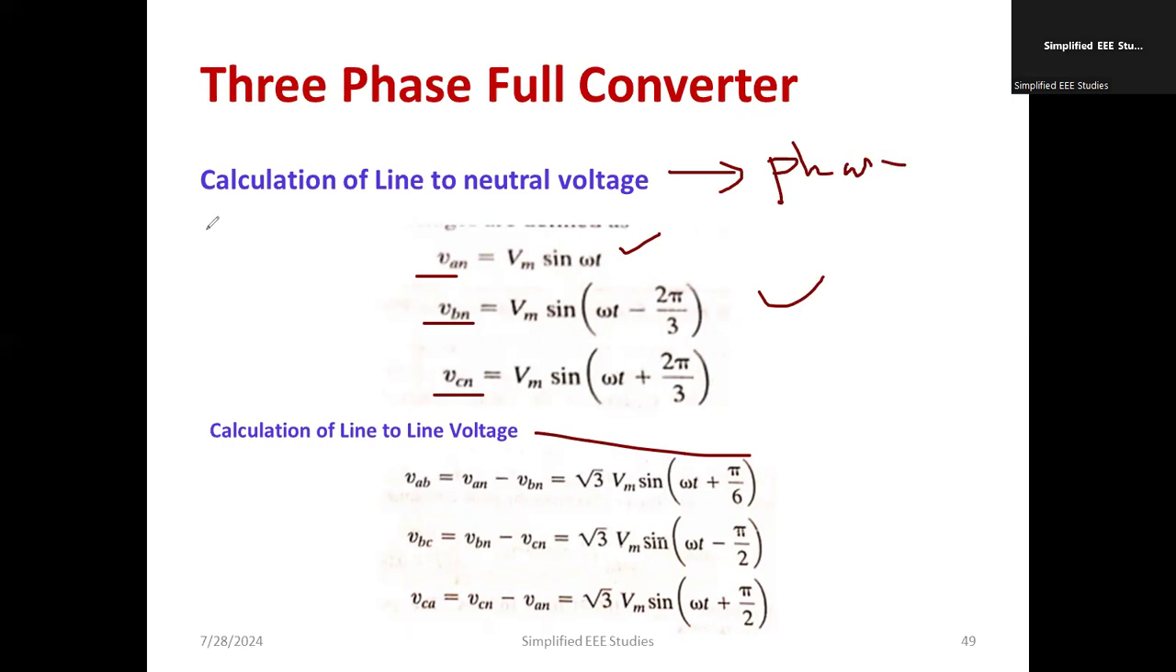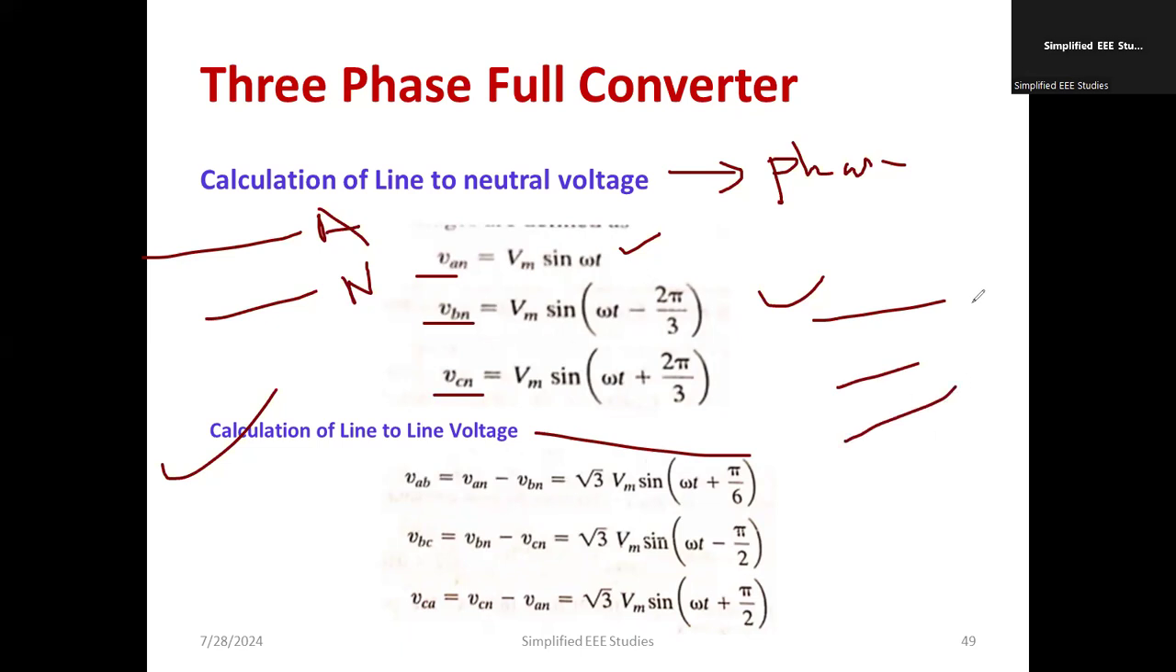You know what is phase voltage? Take one line, for example A, and this is N. VAN means it's a phase voltage. If I talk about a line voltage, we have A, B, C, N. The voltage between A and B, that is actually called line voltage. Here, line voltage is computed as root 3 times the phase voltage.